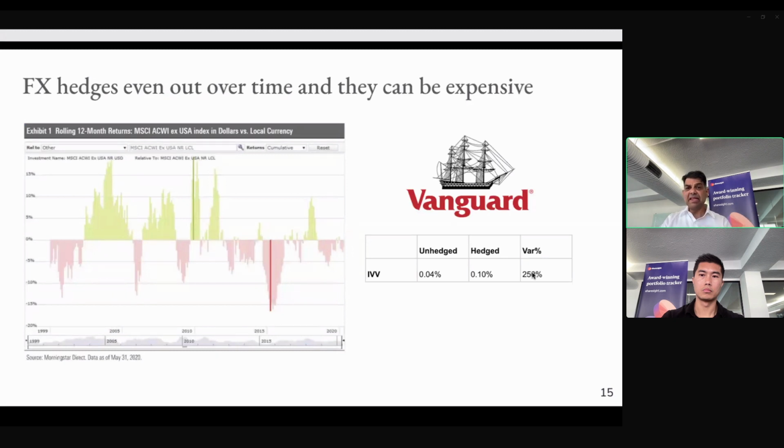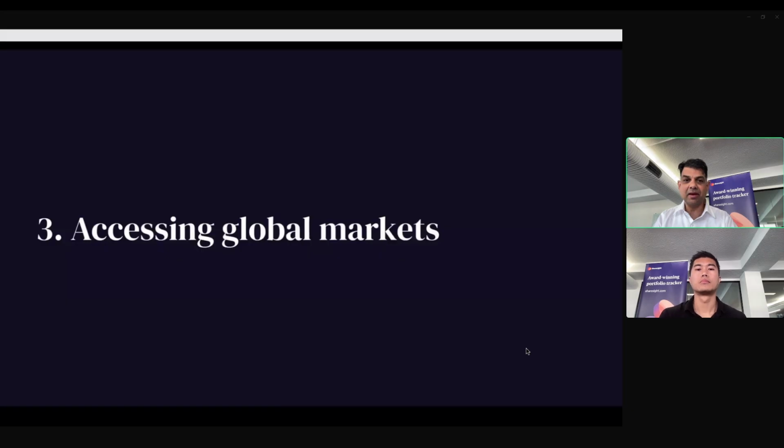Now, there are a lot of ways in which you can access, including hedging strategies that some of the funds use. So this one in this case is a particular fund that has a significantly different fee structure depending on whether you're hedging against a particular currency or not. So that's just an example of what that looks like.